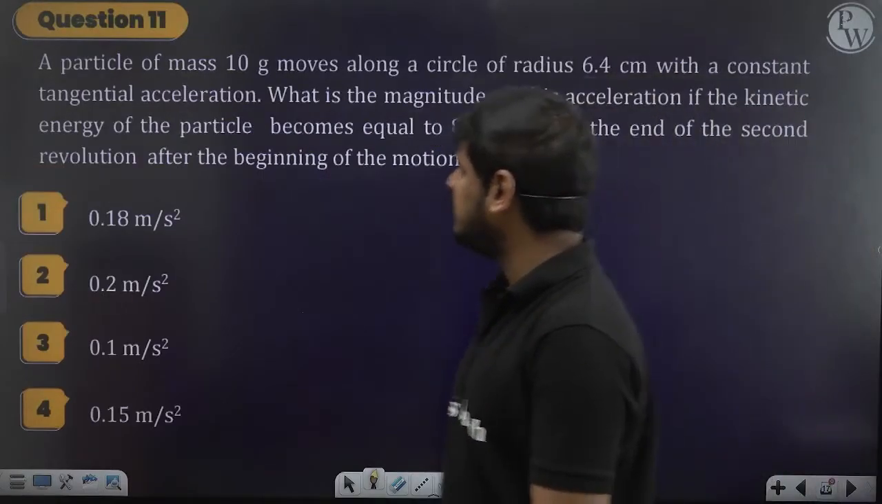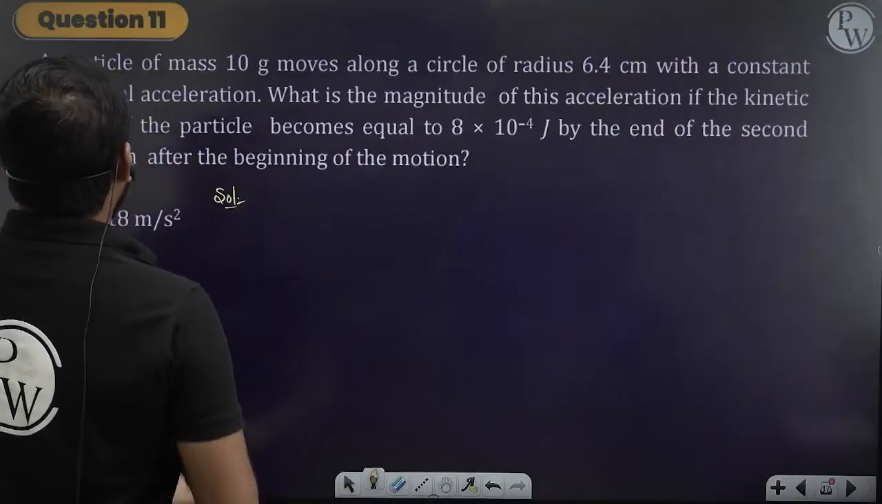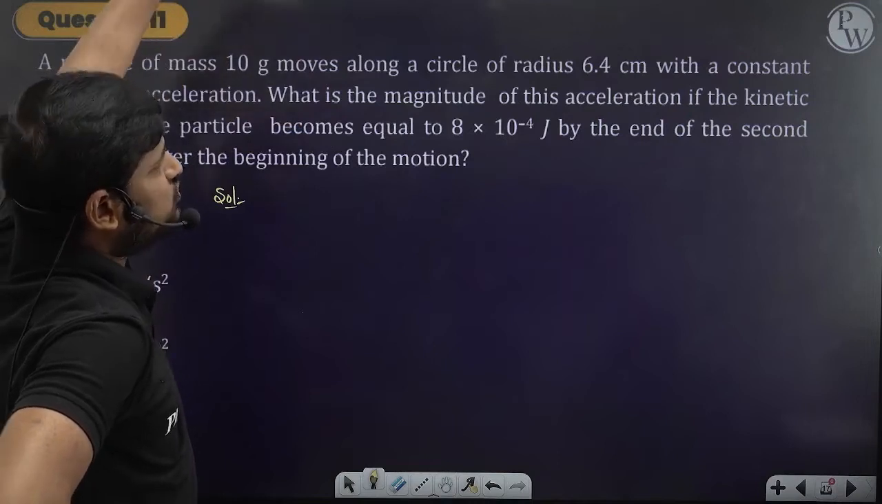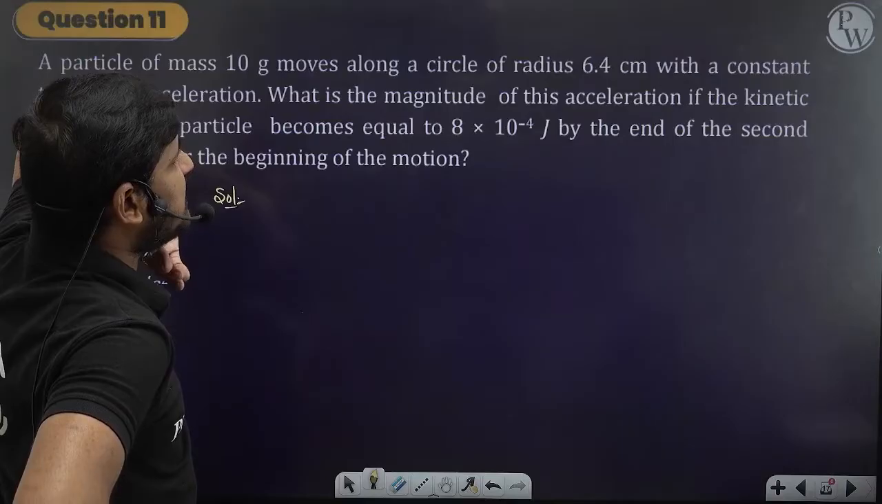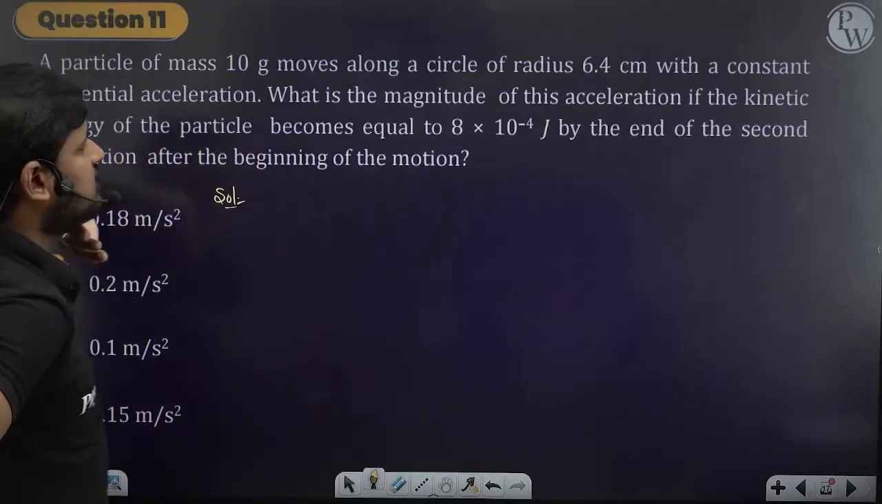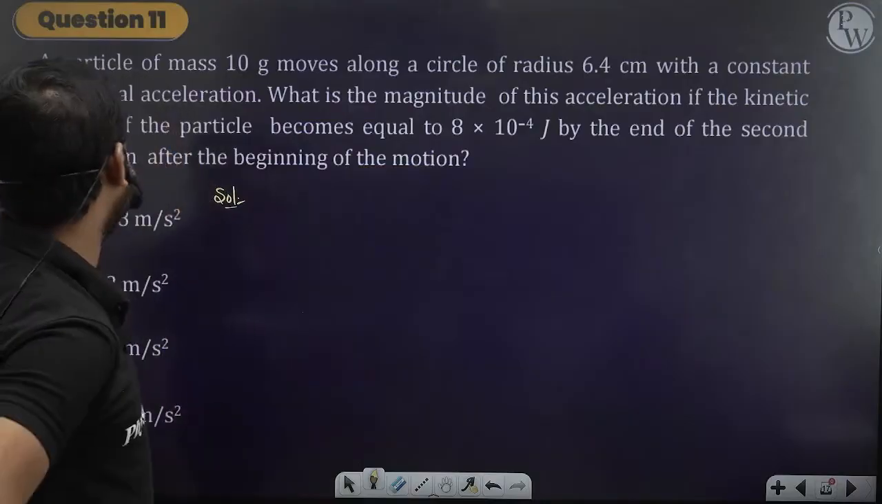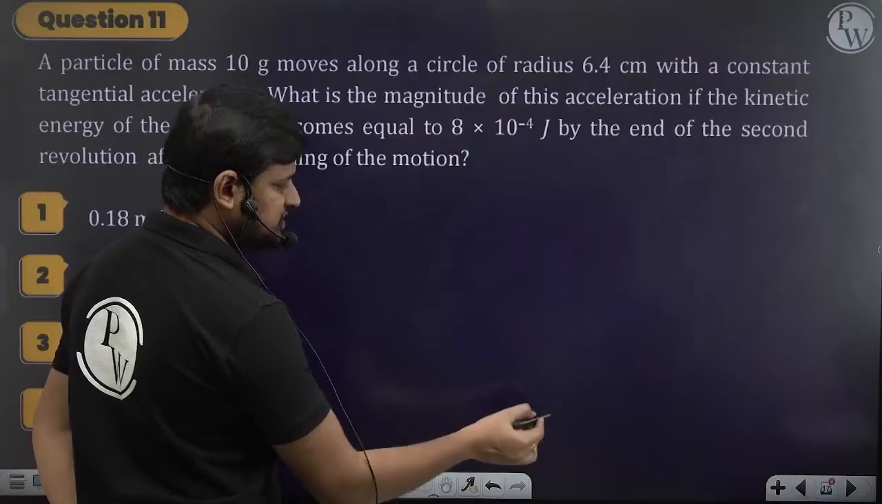So question number 11, what does the question say? A particle of mass 10 grams moving along a circle of radius 6.4 centimeters with a constant tangential acceleration. What is the magnitude of this acceleration if the kinetic energy of the particle becomes equal to 8 into 10 to the power minus 4 by the end of the second revolution after the beginning of the motion? So try to understand this question.